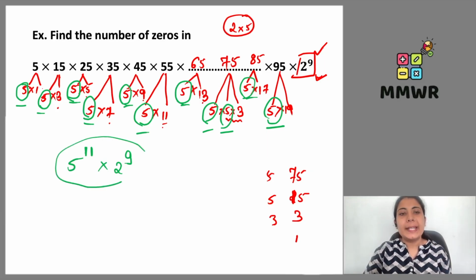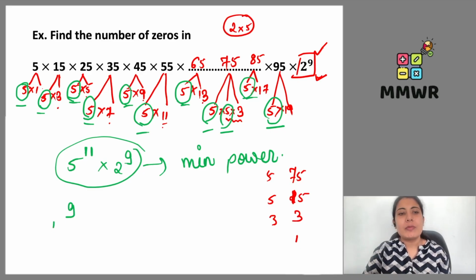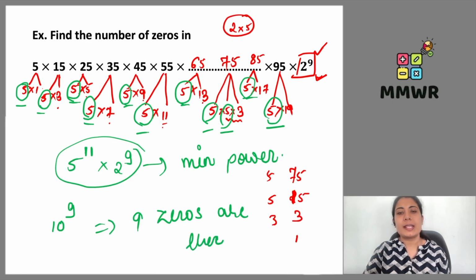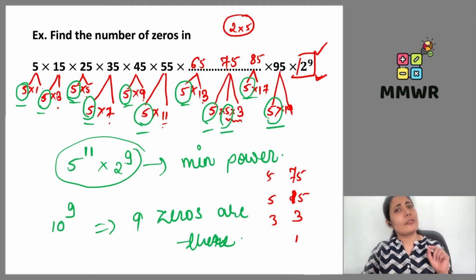So total complete pairs we get with the help of minimum power. So minimum power is 9. That is why 9 times we will be having zeros with us. So total 9 zeros are there. How many zeros will be there at the end? 9 zeros are there at the end. I hope it's easy to understand and apply in any of the problems.